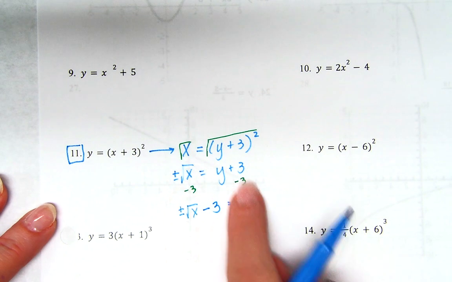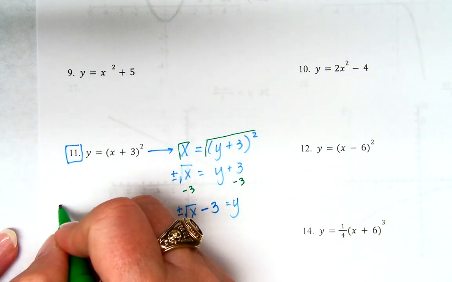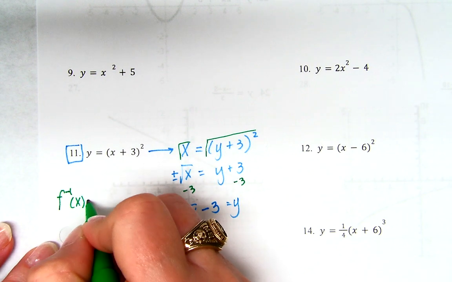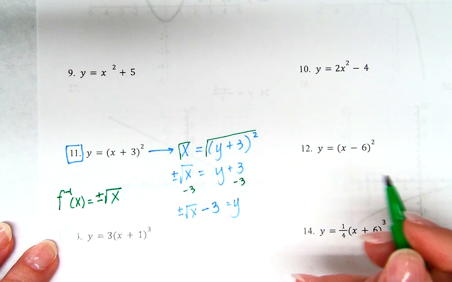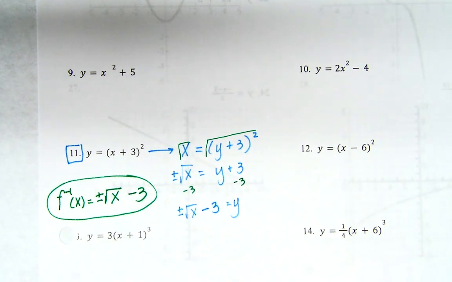Does that make sense to everyone? So this is what I got when I switched to x and y and solved for y. Now, what do I write for my answer? f negative 1 of x equals what we just got, right? Plus or minus the square root of x minus 3. That is my answer. Does that make sense? Do you have any questions about that? Okay, would you turn the page, please?